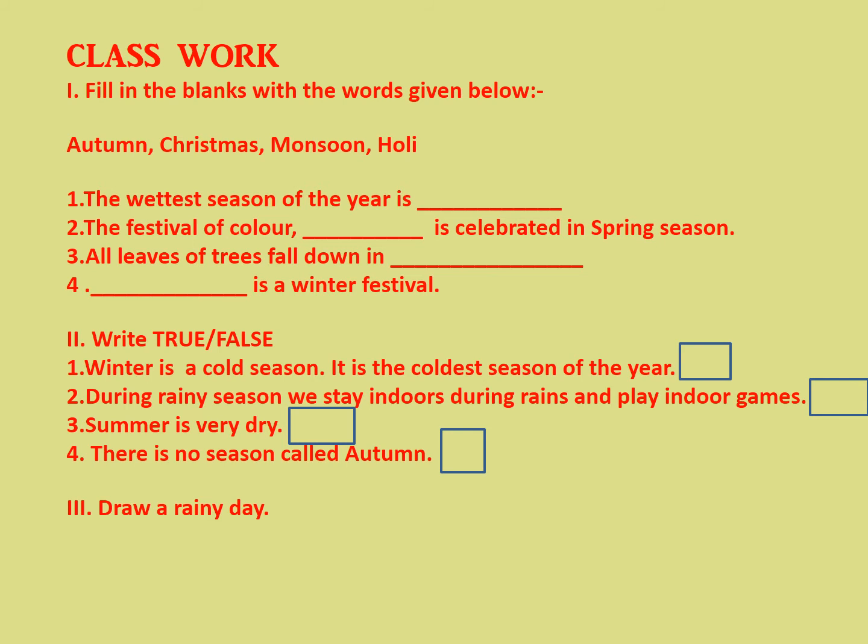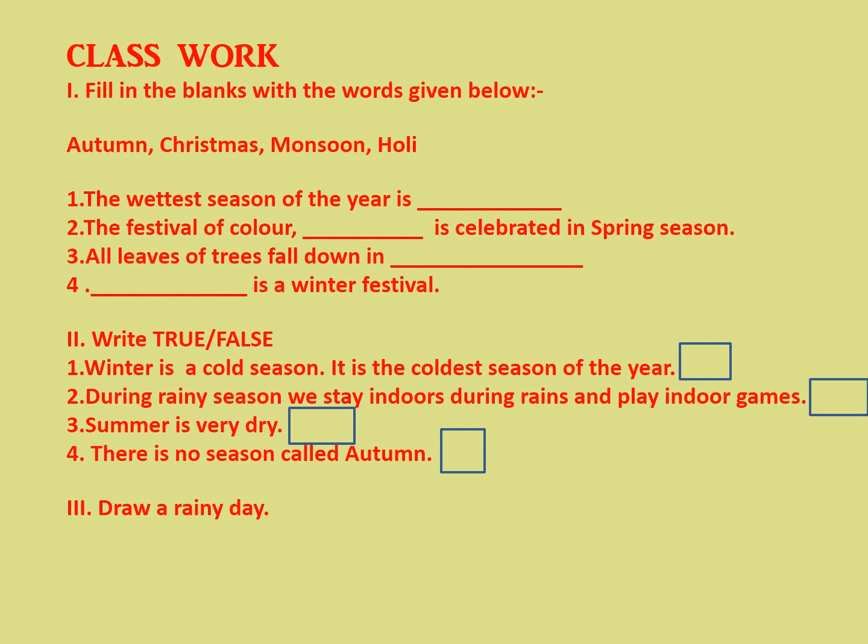So, the first one is the wettest season of the year is dash. So, you are going to put a word from those 4 words and write over here. Next, the festival of color dash is celebrated in spring season. All leaves of trees fall down in dash. And the last one of the fill in the blanks is dash is a winter festival.